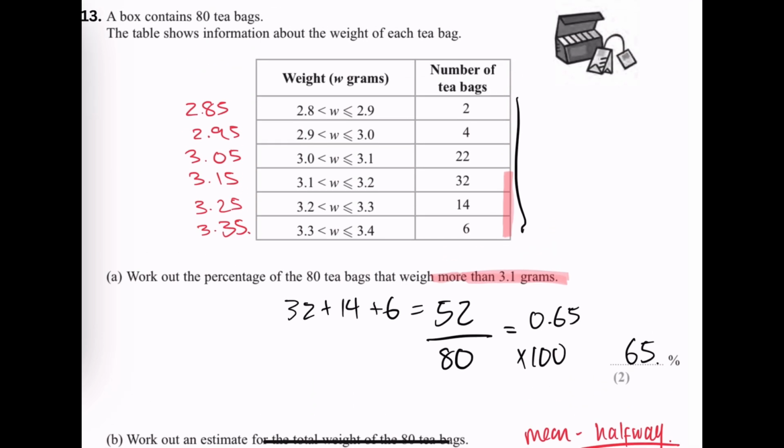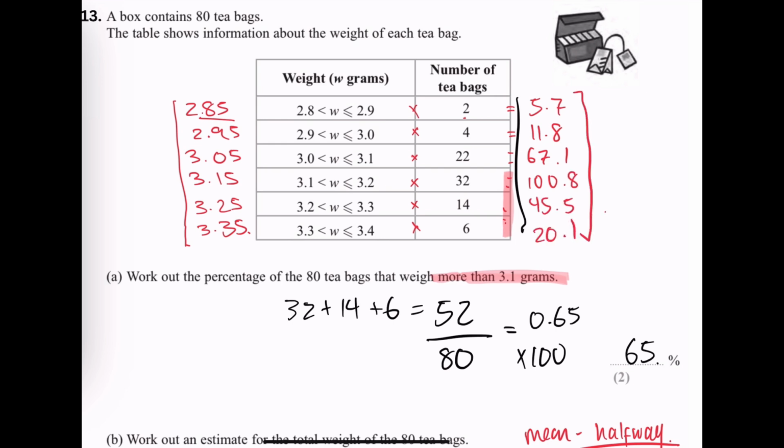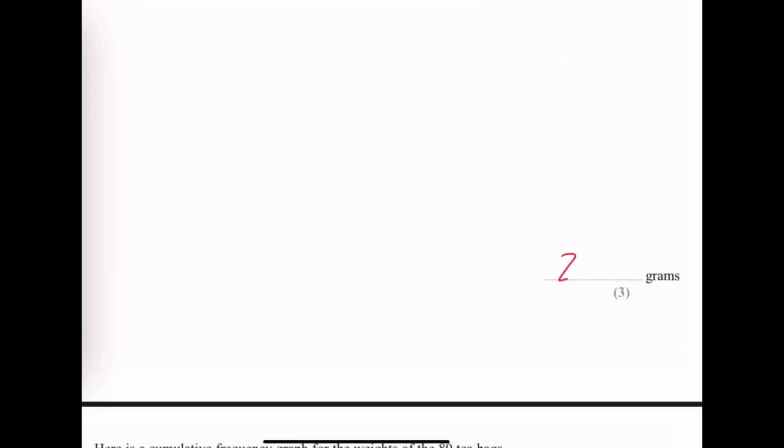So what we do now is that we take each single one of these. We basically took an average of what the weight is, and now we're going to times it by the number of tea bags. So we do this times this, and then we will add them all together. If we times each one, we know that this will be 5.7, 11.8, 67.1, 100.8, 45.5, and 20.1. Now if we just add every single one together, we know that the answer would be 251.